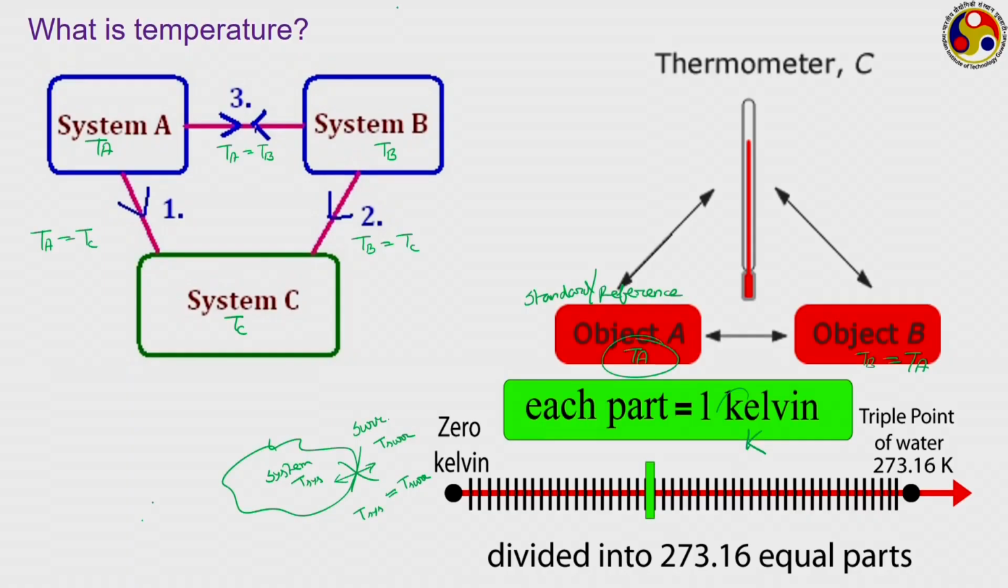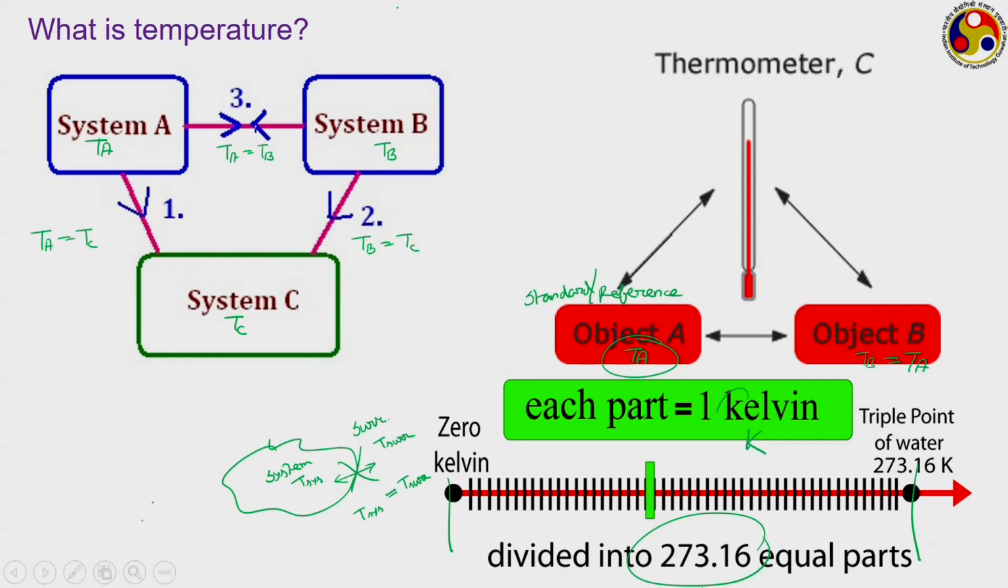Now, the unit of temperature, Kelvin, is defined by dividing the distance between absolute zero and the triple point of water into 273.16 equal parts, and each subdivision is called 1 Kelvin. That is, the triple point of water, which is a universal constant, is given a value of 273.16 Kelvin, and absolute zero is given a value of 0 Kelvin.